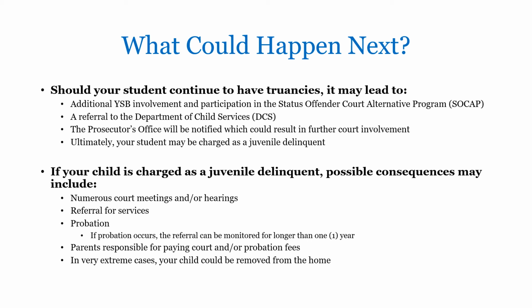If your child is charged as a juvenile delinquent, possible consequences may include numerous court meetings and/or hearings, referral for services, probation. If probation occurs, the referral can be monitored for longer than 1 year. Parents are responsible for paying court and/or probation fees. In very extreme cases, your child could be removed from the home.